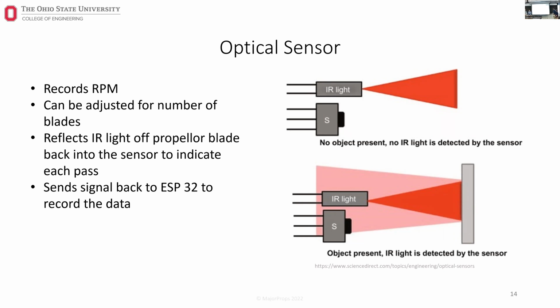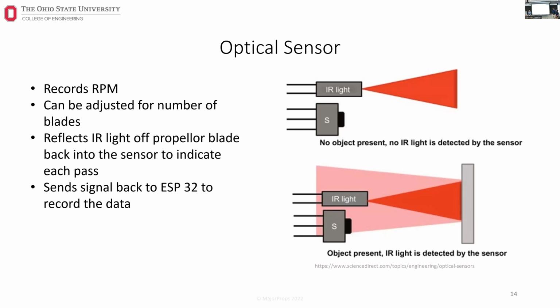So the signal is sent from the IR sensor to the ESP every time it receives a positive, which is just something in front of it, and that will cause it to count up. Then it'll divide that by the number of blades, and by the time that it takes to do so.